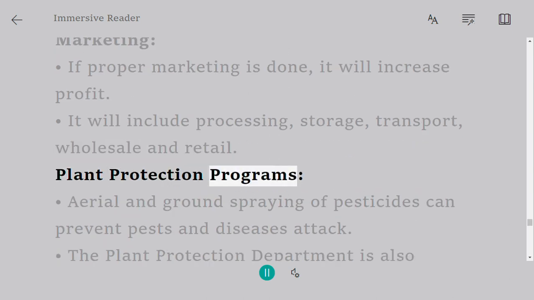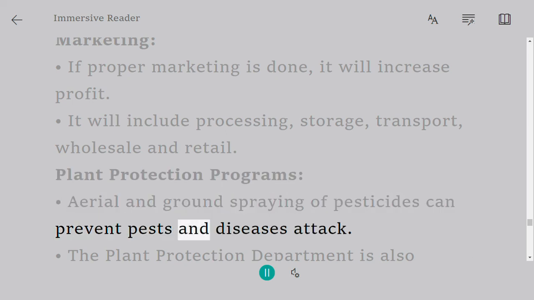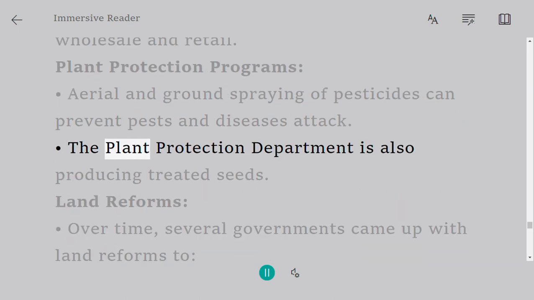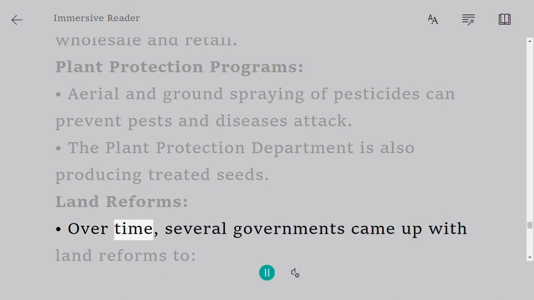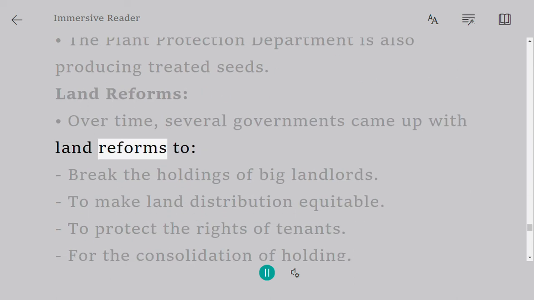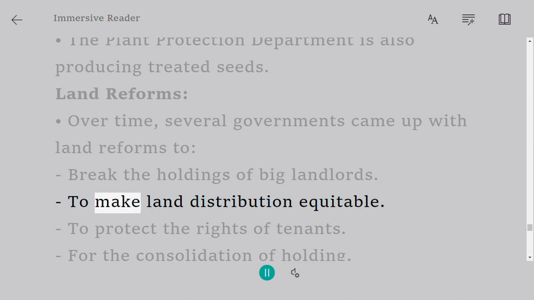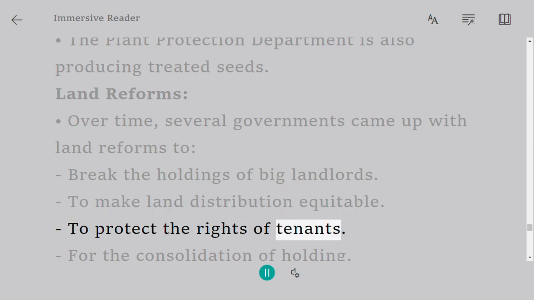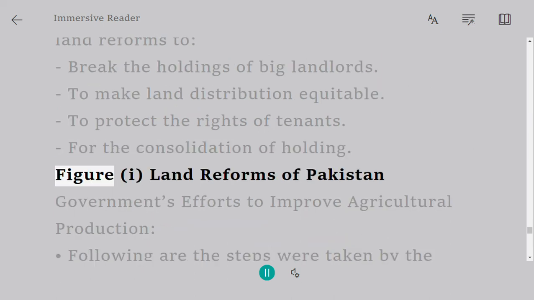Plant protection programs. Aerial and ground spraying of pesticides can prevent pest and disease attacks. The Plant Protection Department is also producing treated seeds. Land reforms. Over time, several governments came up with land reforms to break the holdings of big landlords, to make land distribution equitable, to protect the rights of tenants, and for the consolidation of holdings. Figure 1. Land reforms of Pakistan.